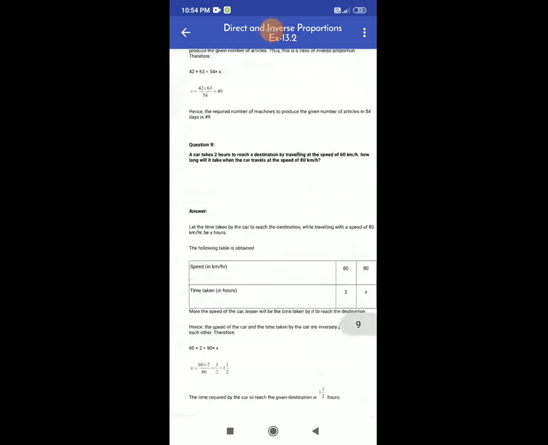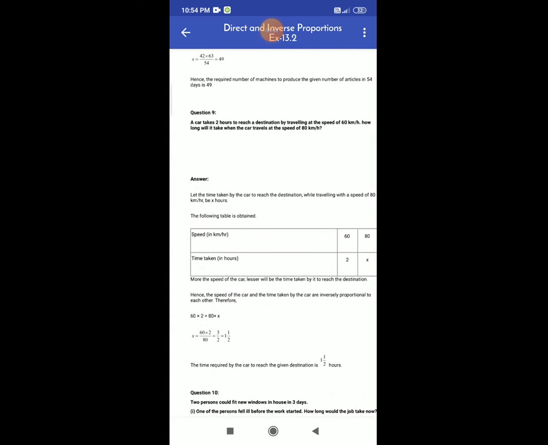Now let's go. Question number 9. A car takes 2 hours to reach the destination by traveling at the speed of 60 km per hour. How long will it take when the car travels at the speed of 80 km per hour? So let the time taken by the car to reach the destination while traveling with the speed of 80 km per hour be x hours. So the following table is obtained.